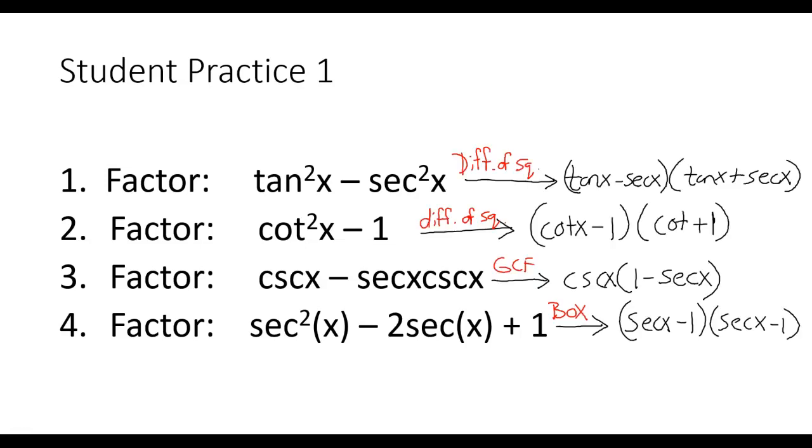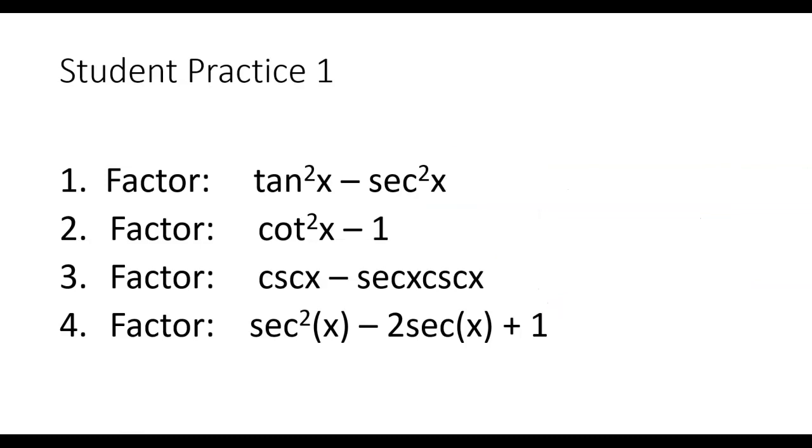All right, guys, so here are the solutions. Number 1 was a difference of squares, and this is what you should have gotten. Number 2 was another difference of squares, and this is what you should have gotten there. Number 3 was a GCF problem, and number 4 was a box problem. So there are the solutions for your student practice number 1.